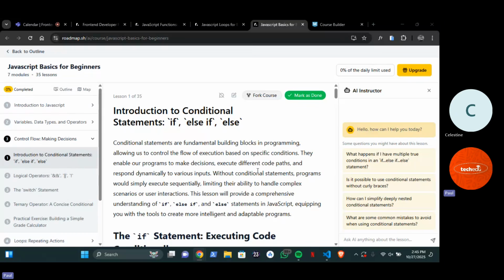What do we mean by control flow? So we'll move into control flow first, for making decisions. Now, let us introduce ourselves into control flow. When we talk about control flow in programming, not just JavaScript, we're talking about decision making. We're talking about making decisions based on conditions.